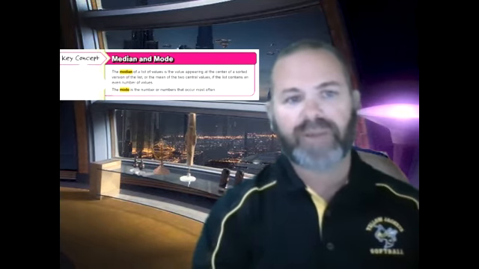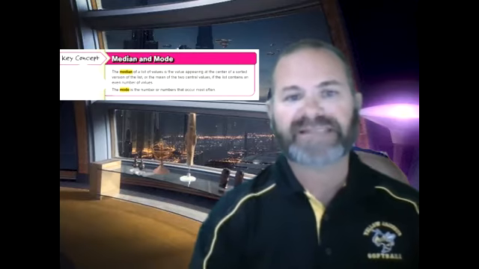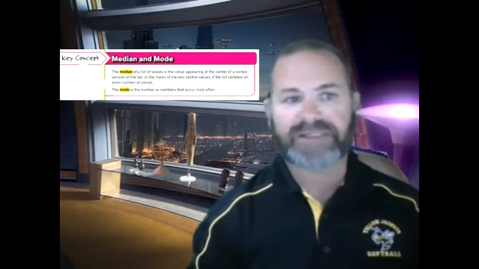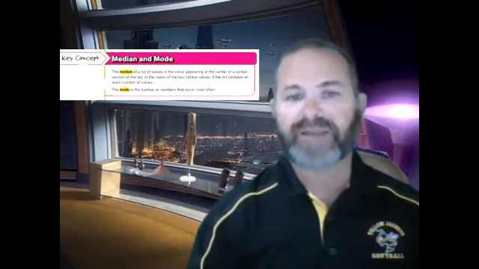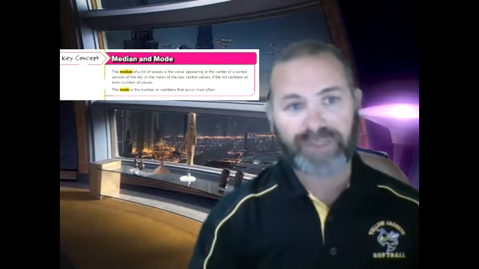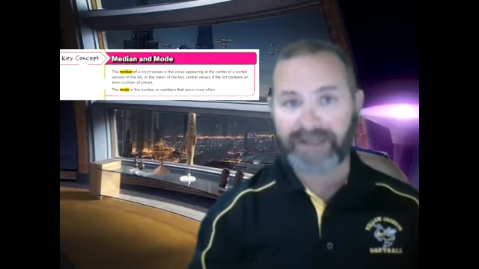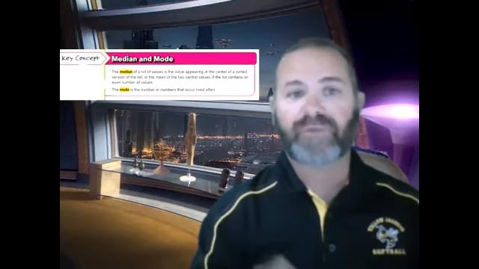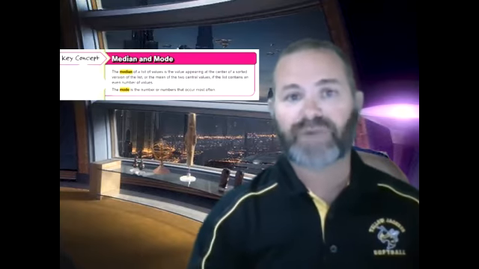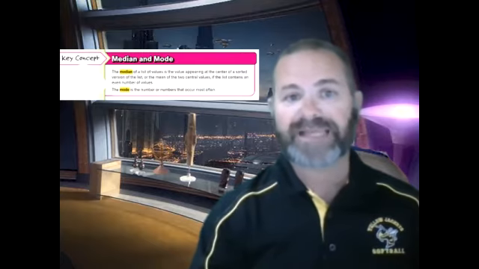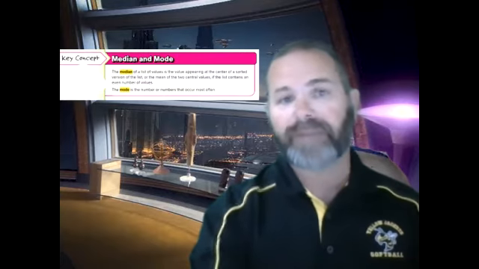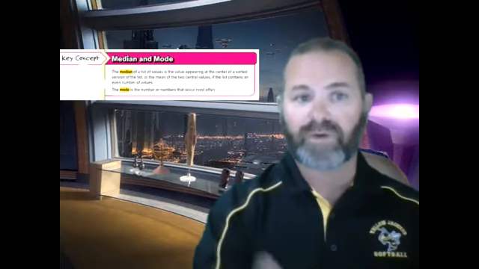First, the median. The median of a list of values is the value appearing at the center of a sorted version of the list, or the mean of the two central values if the list contains an even number of values. So what we want to do to find the median is put all of our data values in order from least to greatest. Once we put them in order from least to greatest, if we have an odd number of data values, 3, 5, 7, 9, 11 data values, something like that, then we just pick out the data value that's in the middle. If we have an even number of data values, we have to take the two middle data values, add them together, and divide by 2 to find the median. Remember that median just means middle, the middle of the data values.